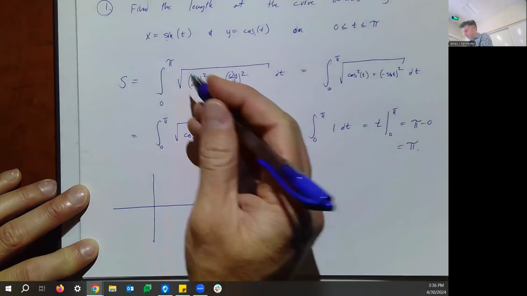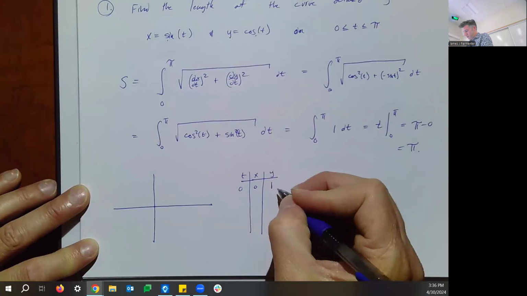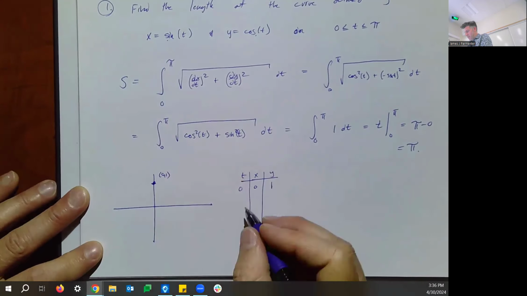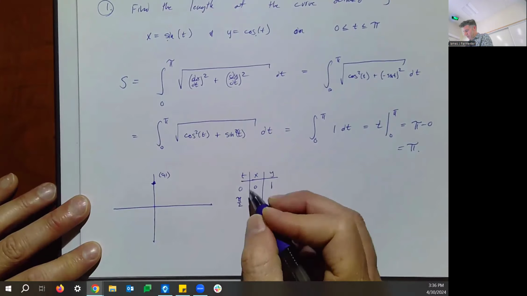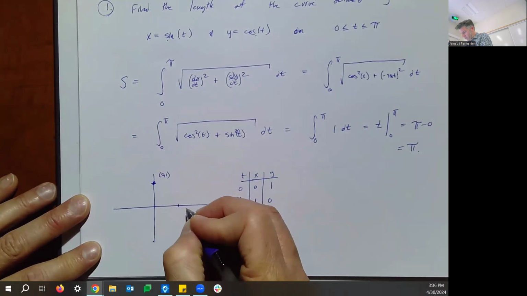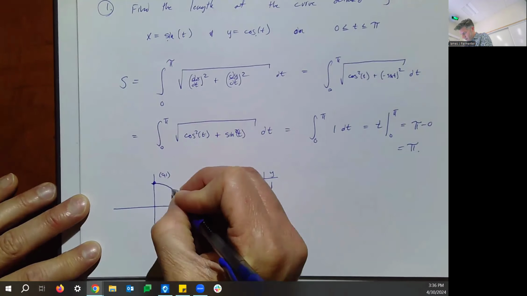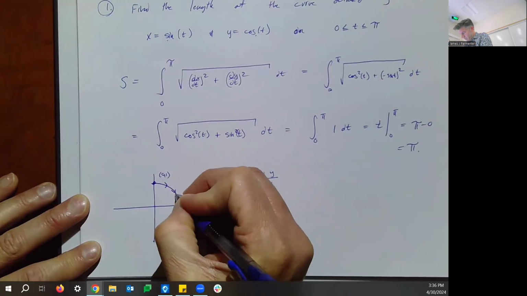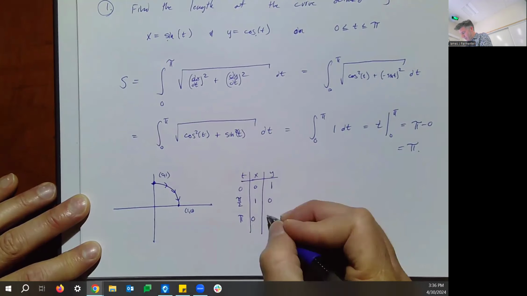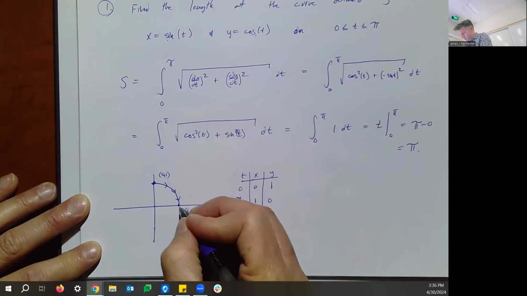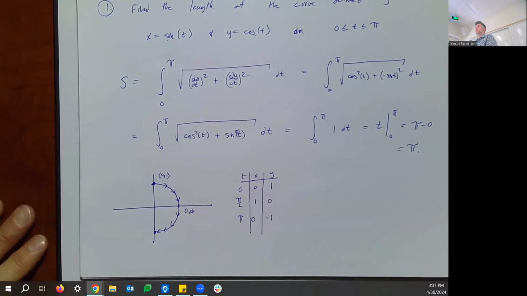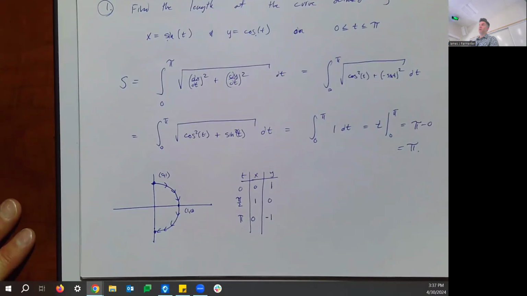If t is 0, sine of 0 is 0, cosine of 0 is 1. So we're starting at the point (0, 1). And then if t is pi over 2, sine of pi over 2 is 1, cosine of pi over 2 is 0. So we're moving over here to the point (1, 0). And then if t is pi, sine of pi is 0, cosine of pi is negative 1. So we're moving down to here. So we just found the length of this circumference of half of a circle of radius 1.